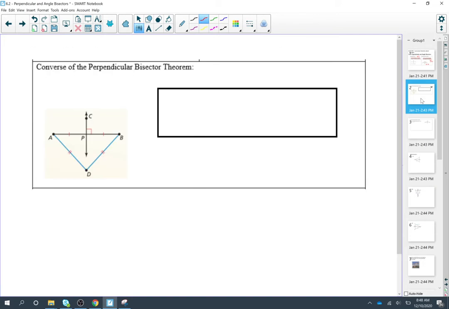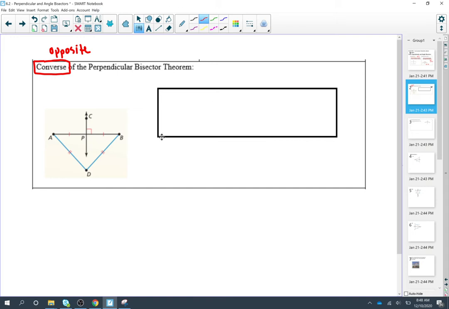Now, the converse of the perpendicular bisector theorem. Converse, kind of, in my head, this is not the actual definition, but like the opposite. If it's a perpendicular bisector, we know this. But converse means going the other way. So if we know this, then we know it's a perpendicular bisector.